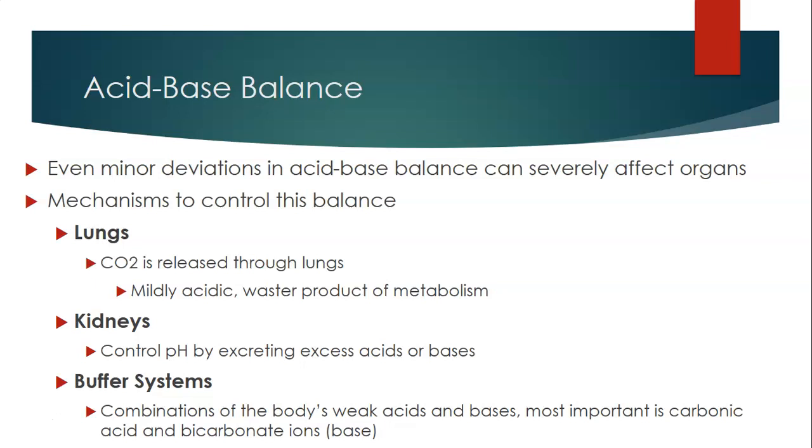So the role of the lungs is going to be to control blood pH through the release of carbon dioxide through breathing. Carbon dioxide is normally mildly acidic. It's a waste product of processing or metabolizing oxygen and nutrients, so it's constantly being produced by cells. It then passes from cells into the blood. The blood carries carbon dioxide to the lungs where it is exhaled. As carbon dioxide accumulates in the blood, the pH of the blood decreases, meaning the acidity increases.